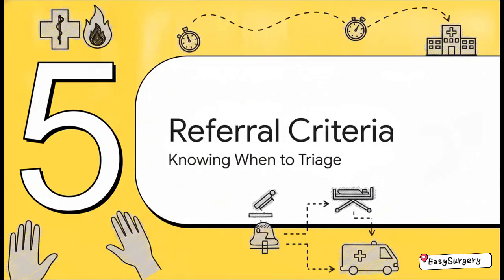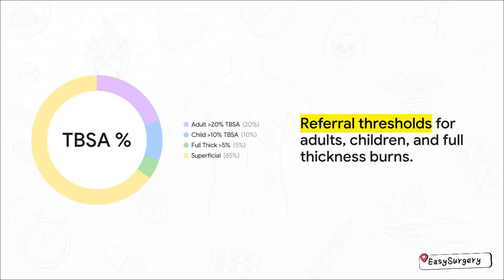All right, Section 5, Burn Center Referral Criteria. Knowing exactly when to triage a patient to specialized care. You've got to memorize these total body surface area, or TBSA, thresholds based on the American Burn Association. You refer adults with partial or full thickness burns over 20% TBSA, and for children, it's over 10%. Now, if we're talking full thickness burns, that threshold drops all the way down to just 5%.